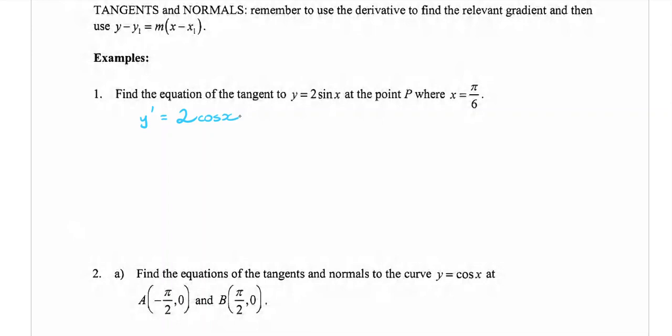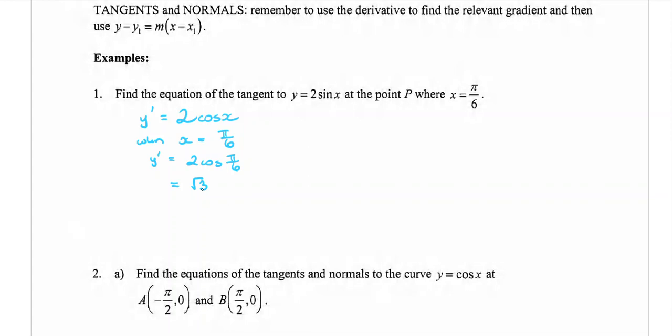Okay, now that is the gradient for anywhere, any x value. I want to find it specifically when the x is equal to pi over 6. So we're going to sub this in. Y dash equals 2 cos pi over 6. If your calculator's in radians, you can type that in. What do you get? Correct, root 3.